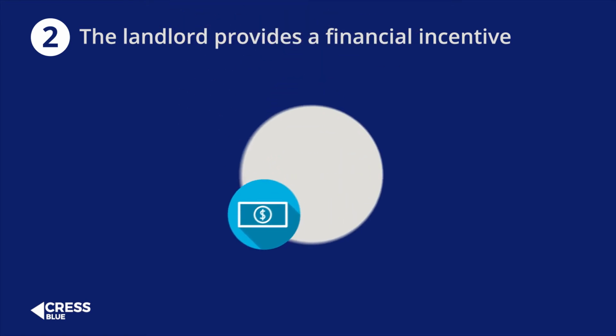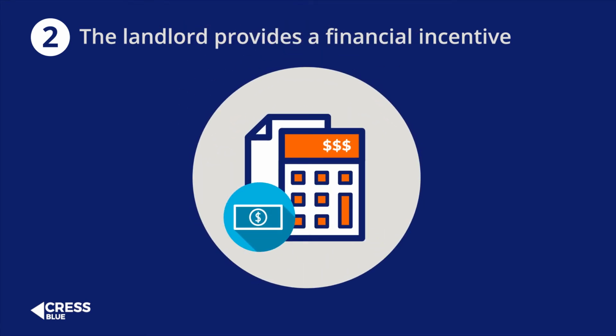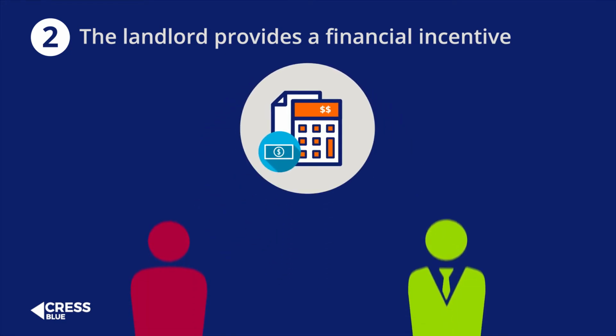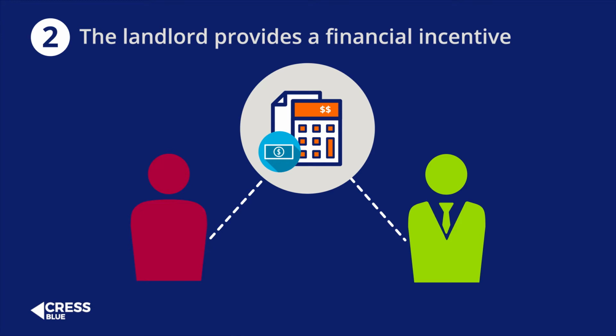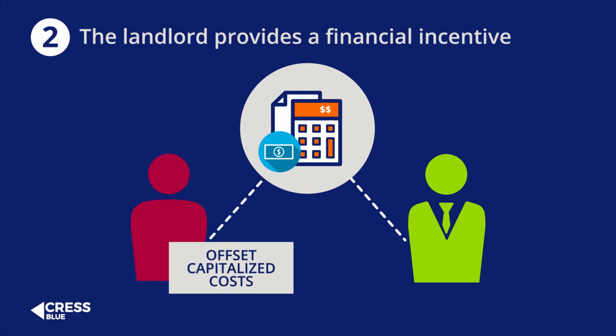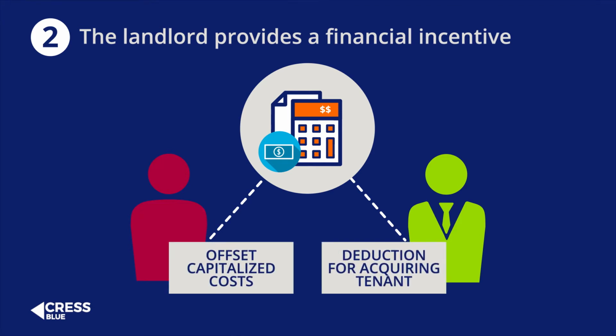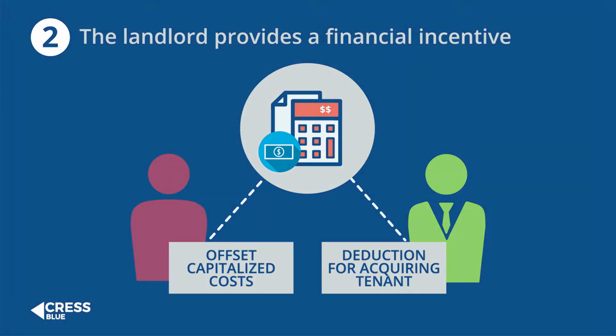This method is considered income to the tenant. The tenant may use the inducement amount to offset the capitalized costs directly to defer the tax impact. At the same time, the landlord can treat the inducement amount as a current deduction, but only if it's clearly for the purpose of acquiring that particular tenant. The landlord will likely amortize the cost of the inducement amount over the first term of the lease.